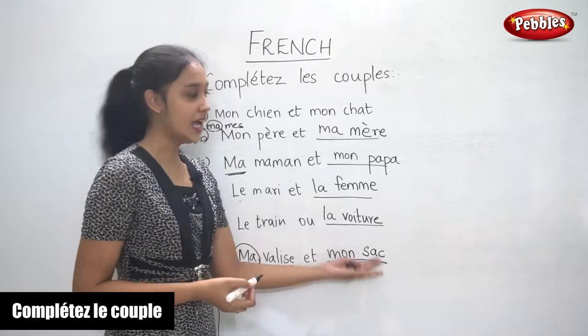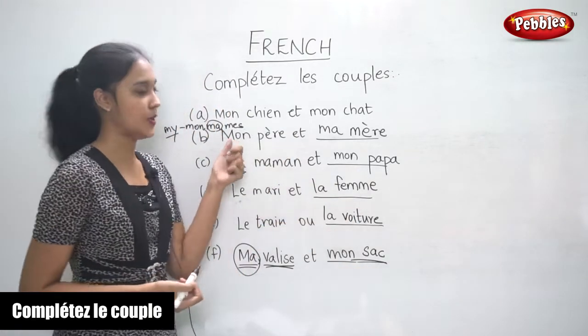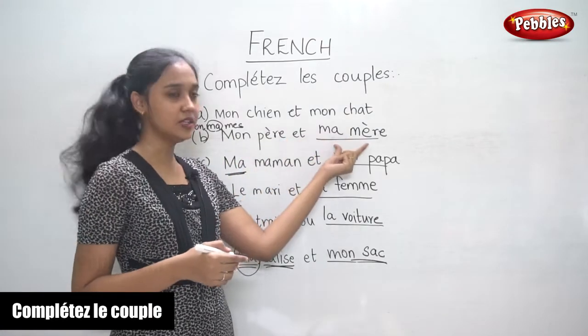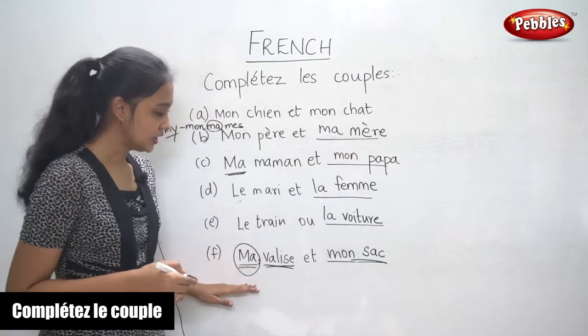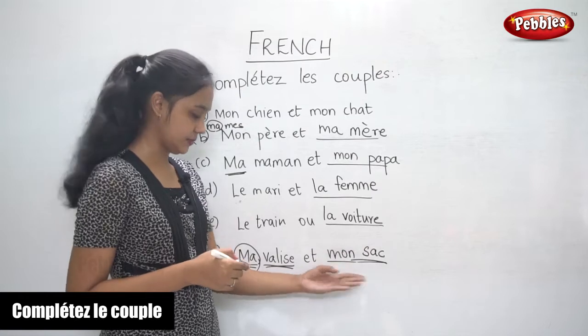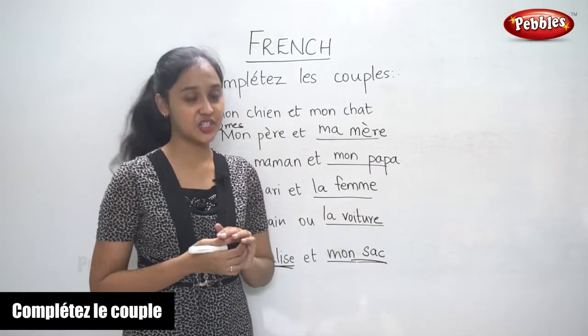So you can choose any noun in these cases. These are the cases where mon père, we know the sentence gets completed with ma mère. So these two sentences, we can use any noun here. So I hope you understood how we use the possessive adjective now.